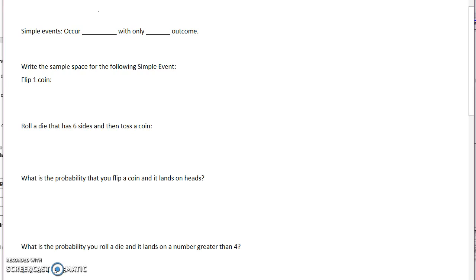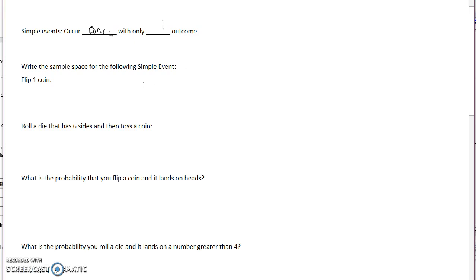Okay, so this week we're going to be digging into probability. So some basic definitions. A simple event only occurs once with only one outcome. Some examples of things that would be considered a simple event would be drawing a single card from a deck of cards, or flipping a coin, or rolling a die once.